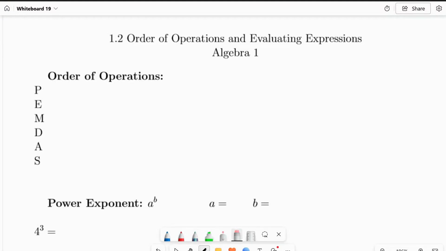All right, in 1.2, we are looking at order of operations and evaluating expressions. I know this is something that you guys have all seen already, so this will act as a review.